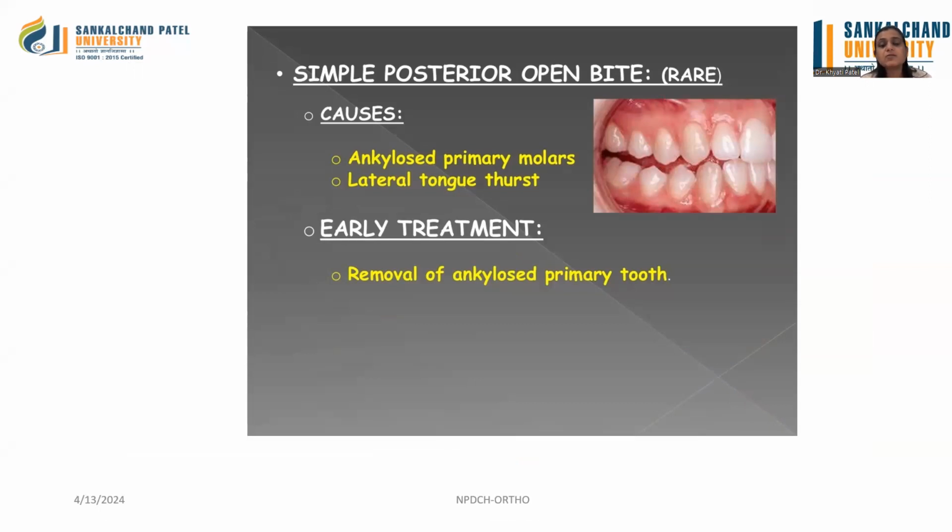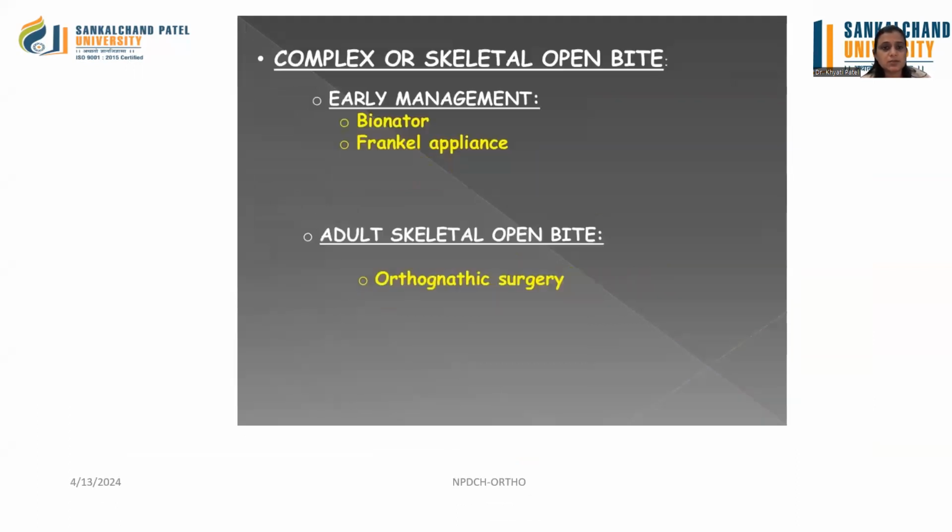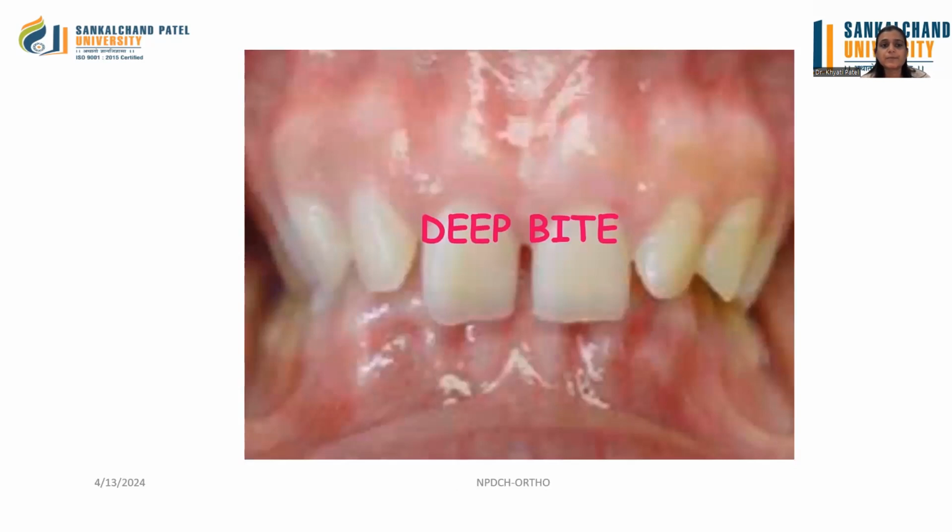Even a simple posterior open bite may be due to lateral tongue thrusting or an ankylosed primary molar. This happens. So the solution is removal of the ankylosed tooth and allowing eruption of the permanent teeth. Then complex open bite: in those types of patients, there is a vertical problem. So if the patient comes in the growing age, we need to treat with the bionator, frontal appliance with the myofunctional appliance. And in an adult skeletal open bite, orthognathic surgery is required.